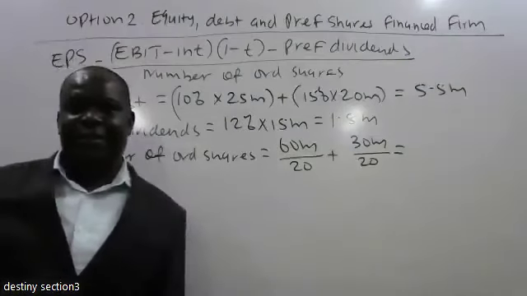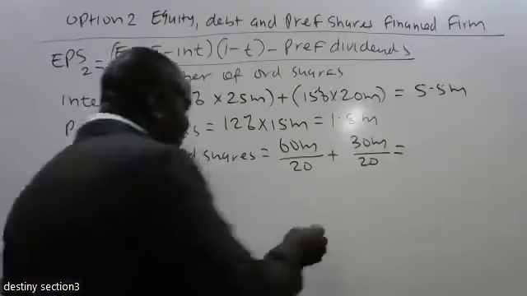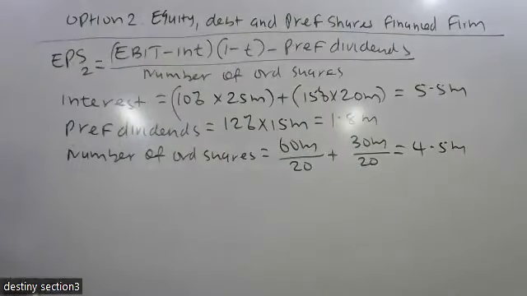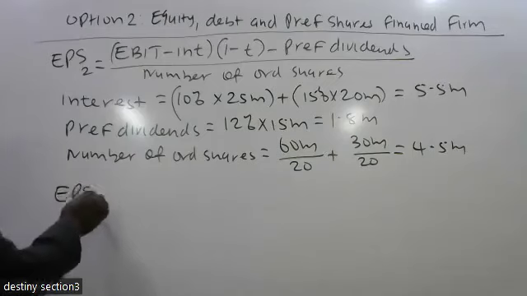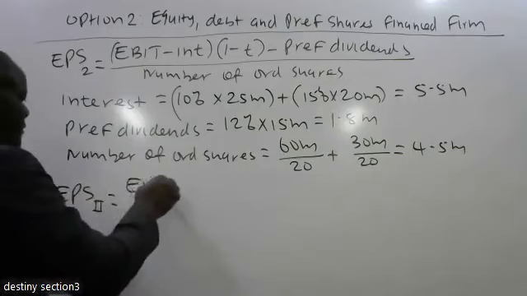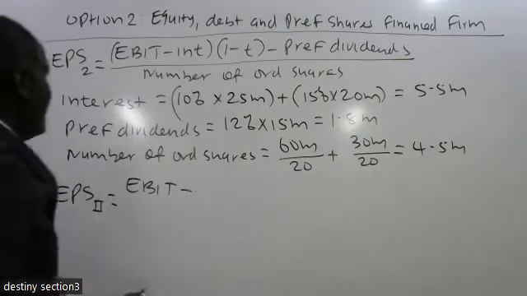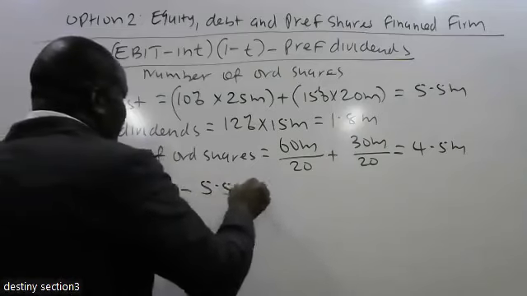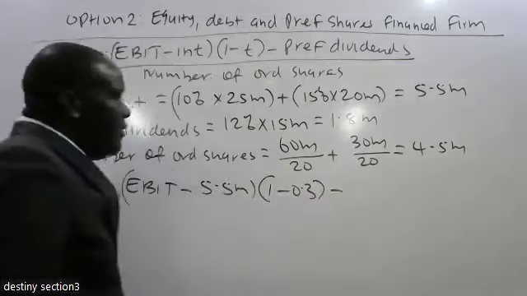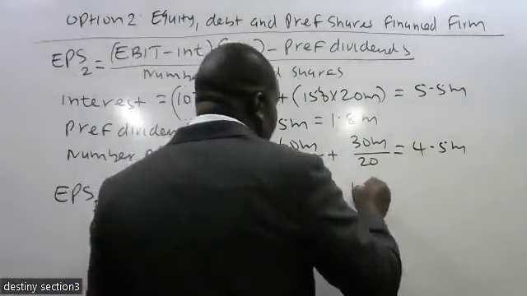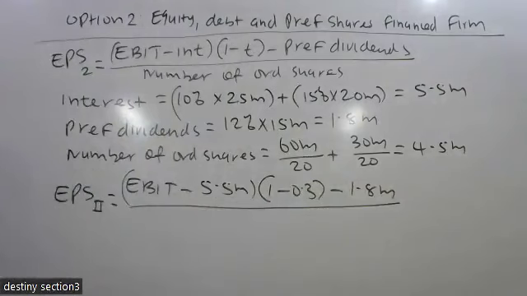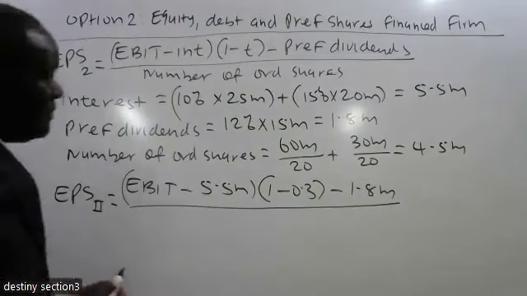That one should be reached 4.5. So now we create earning per share for option 2, which should be equal to earnings before interest and tax, we subtract interest 5.5 million, then 1 minus 0.3, we subtract the preference dividend, which is 1.8, and then we also divide by 4.5.